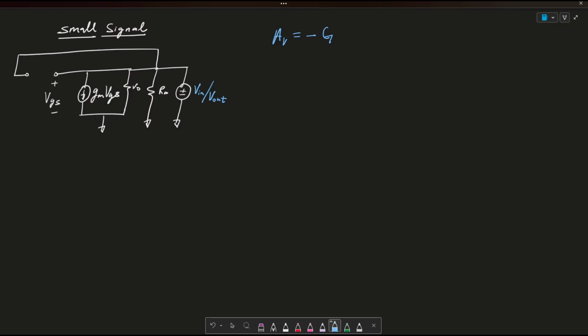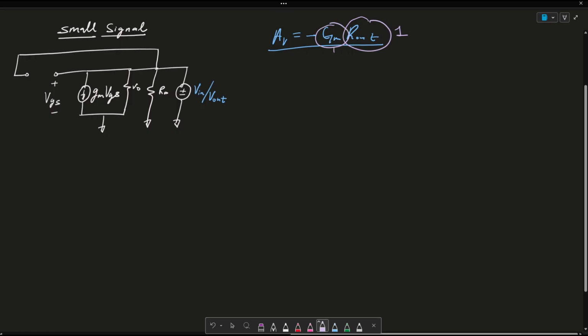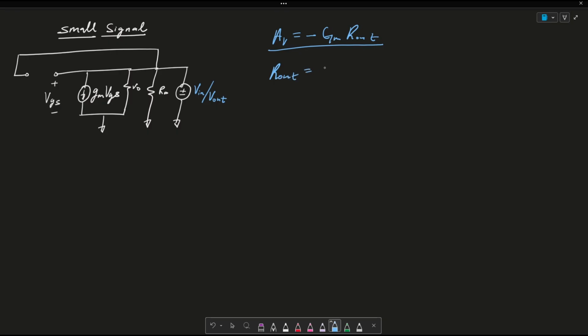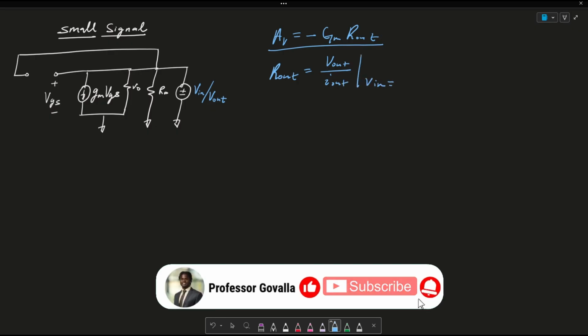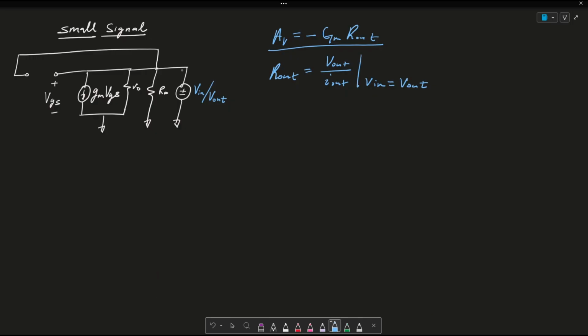Okay, so let's go ahead and find the AV gain of this diode connected MOSFET, where AV is equated to minus Gm Rout. What I'll do is break this into two parts: the first part being solving for Rout, and the second part being solving for Gm. We know from past videos that Rout is equated to Vout over Iout, where Vin in this situation is equated to Vout, again because they are at the same node.